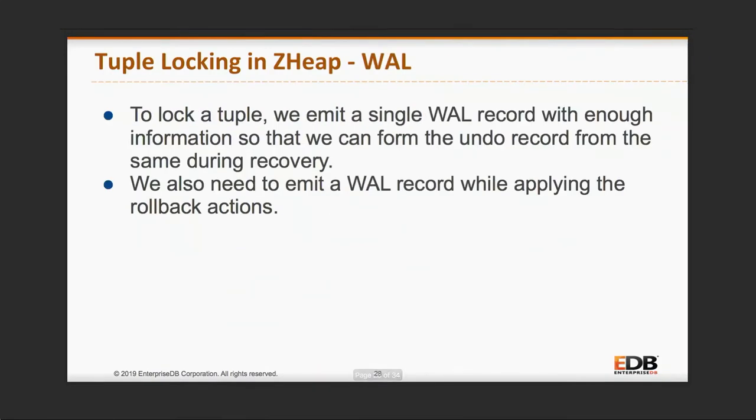Okay. Now, for the WAL record, to lock a tuple, we have to emit a WAL record. So to lock a tuple, we emit a single WAL record so that we provide enough information so that we can generate the undo records on the standby or during recovery. We also have to emit a WAL record while applying the rollback actions as well.